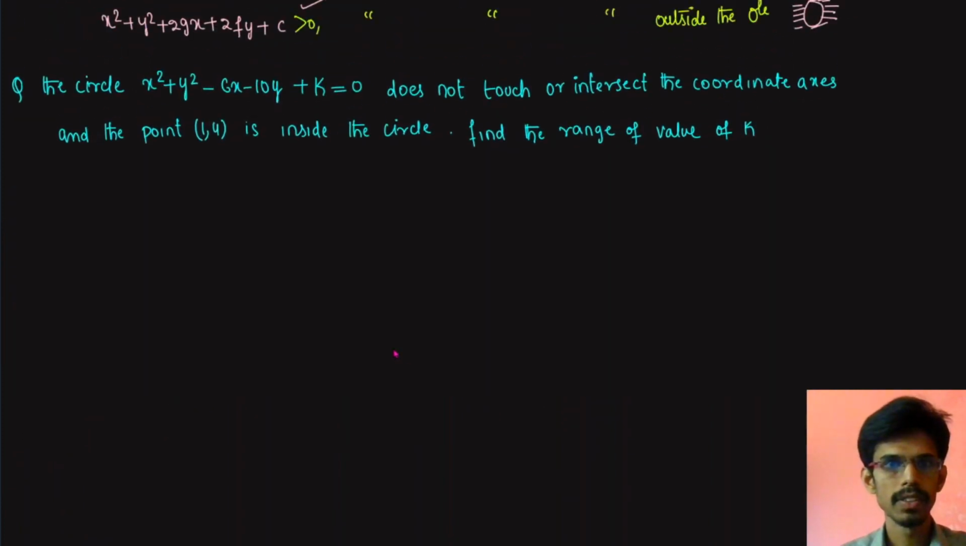Now let us see this question. The circle x square plus y square minus 6x minus 10y plus k does not touch or intersect the coordinate axes, and the point (1, 4) is inside the circle. Find the range of values of k.